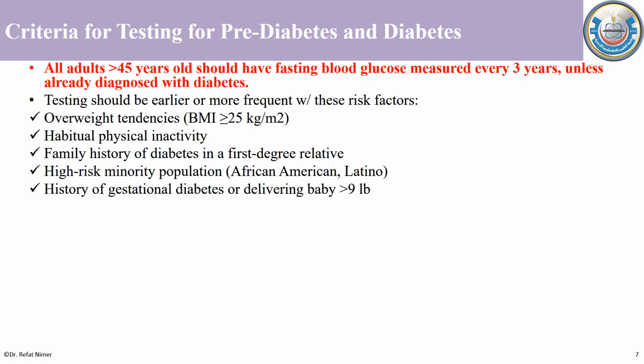History of gestational diabetes or delivering a baby of more than 9 pounds, around more than 4 kilograms. So if the baby weighed more than 4 kilograms, then the woman must check her blood glucose level regularly, especially during pregnancy.